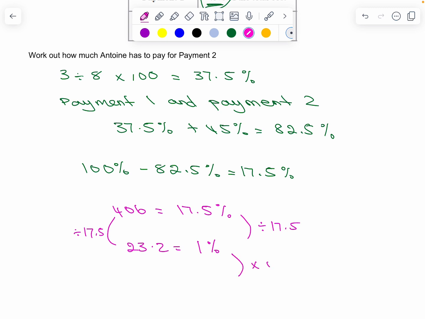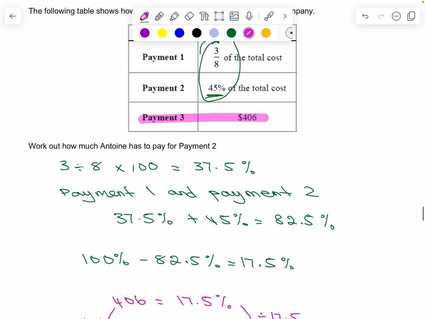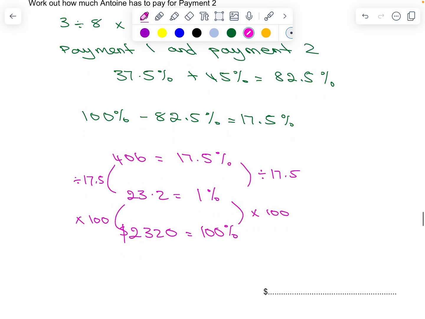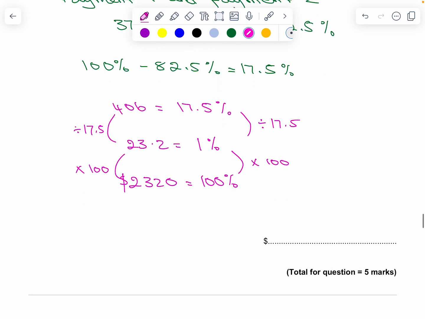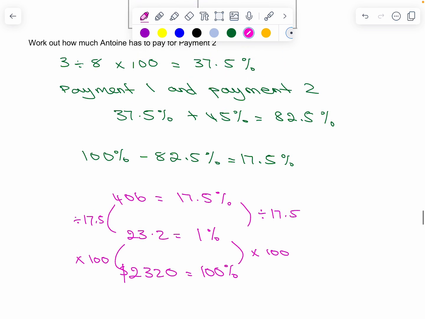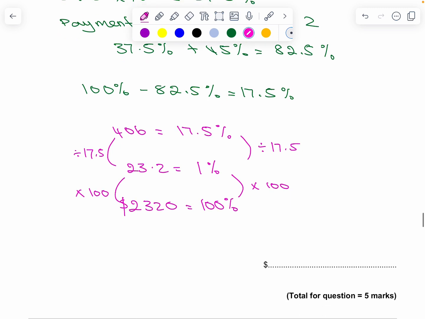Then we're going to times by 100 to give us that $2,320 is 100%. That means that is how much the whole holiday, was it a holiday? I can't remember. Yeah, it was a holiday. That's how much the whole holiday must have cost. 2,320. This is worth 5 marks. So up to this point, you have got at least 4 marks.